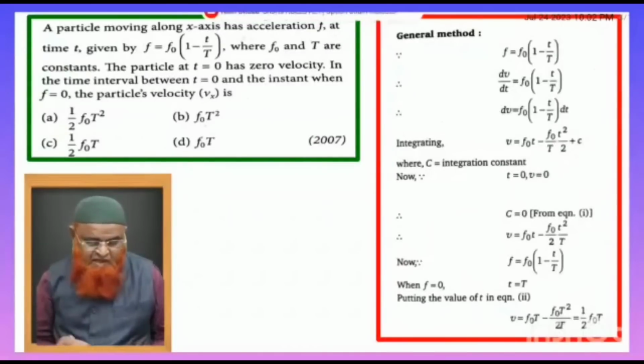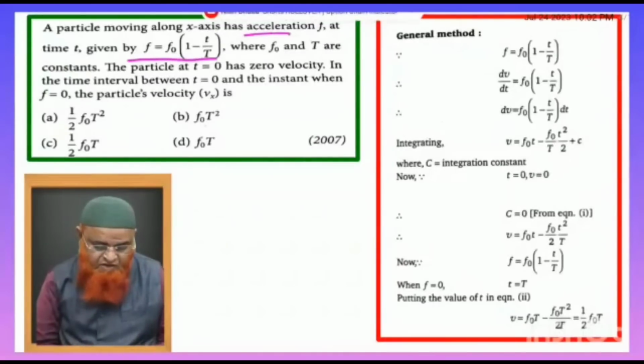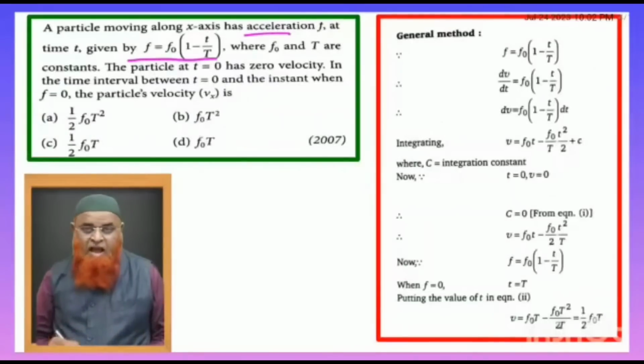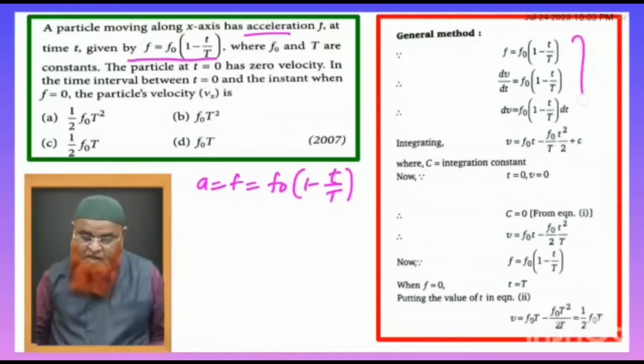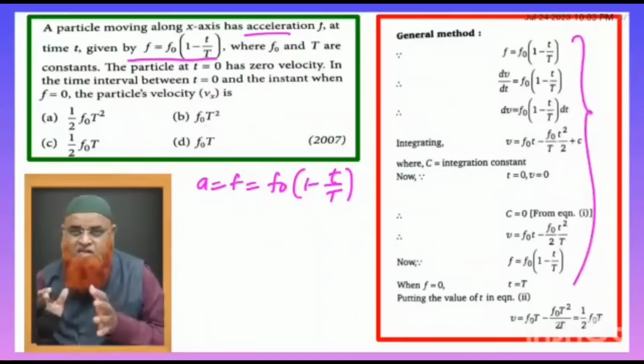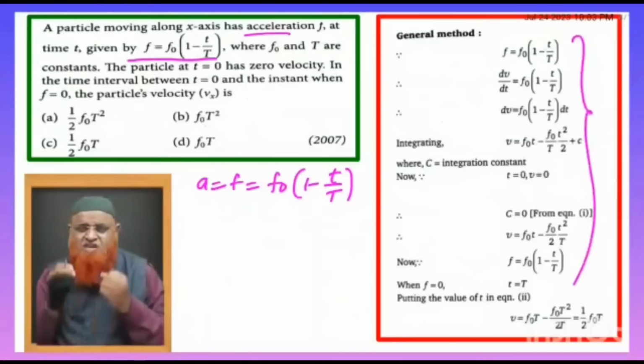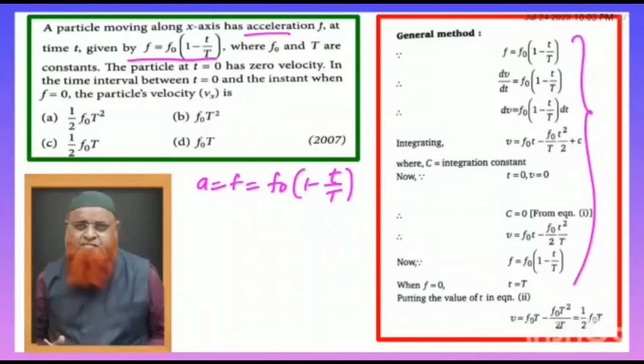You know that he has given an acceleration here as a function of time. So acceleration, f, is given as f0 times (1 minus small t by capital T). You can see how long the method given in the books is. He is doing integration, he is doing differentiation, he is making hell, but I would like to make it heaven. How? Let us see.